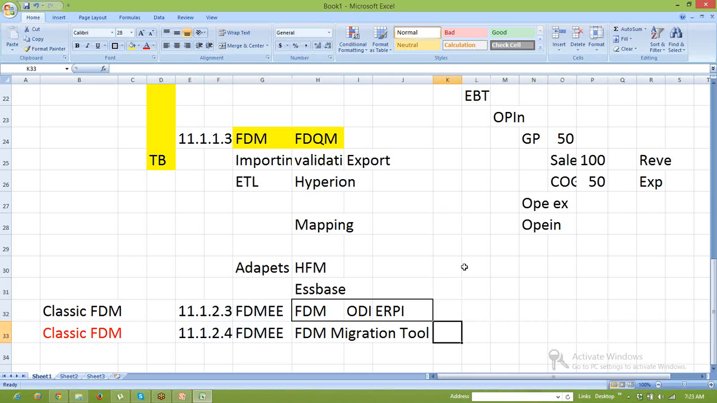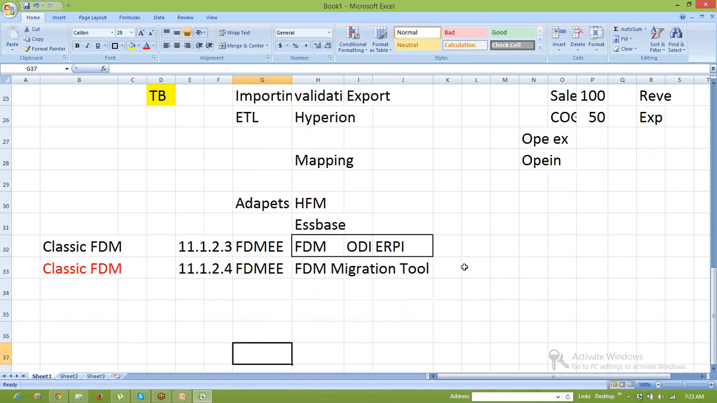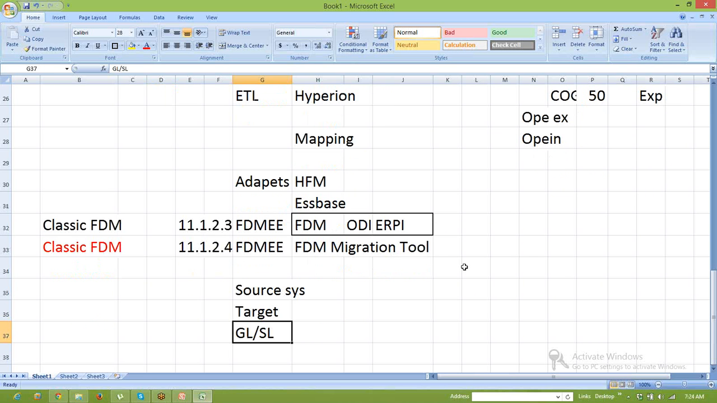Now, the basic functionality in FDMEE has good features. You can directly register your source systems and your target systems, and you can drill through the data into trial balance, general ledger data, as well as sub-ledger level. The drill-through option navigates to the data at general ledger as well as sub-ledger level. Those are the good features we have in FDMEE.